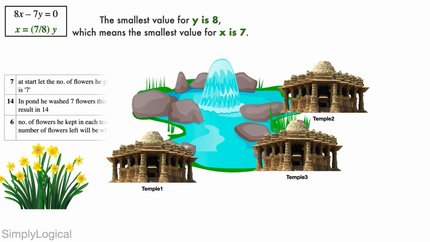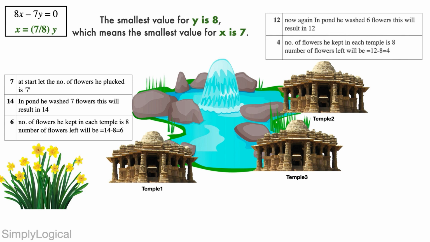At the start, let the number of flowers he plucked be 7. In the pond, he washed 7 flowers. This will result in 14, because if anybody would wash the flowers in the pond, the flowers doubled. Now the number of flowers he kept in each temple is 8. Hence at temple 1, 8 flowers are kept. After this, the number of flowers left will be 14 minus 8, which is equal to 6.